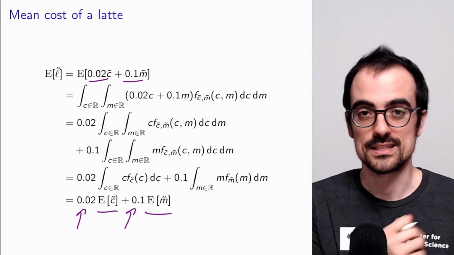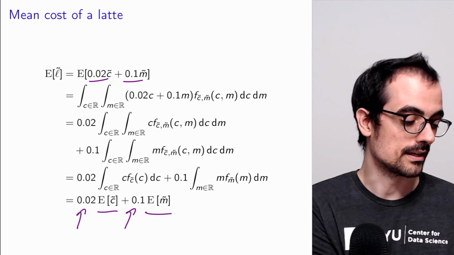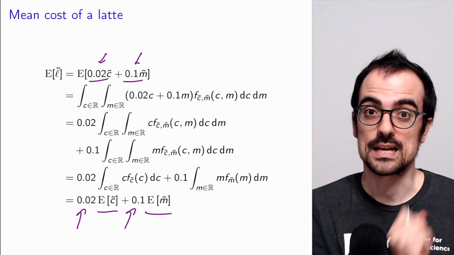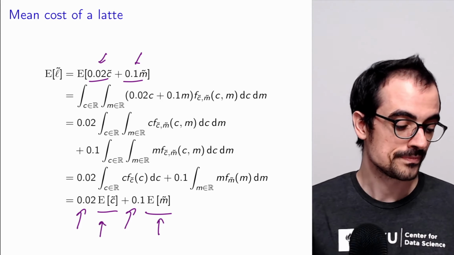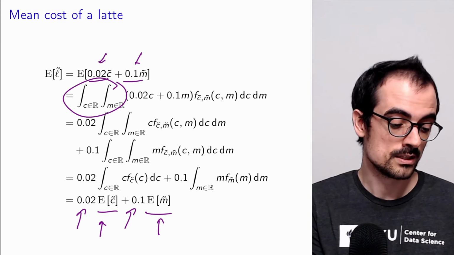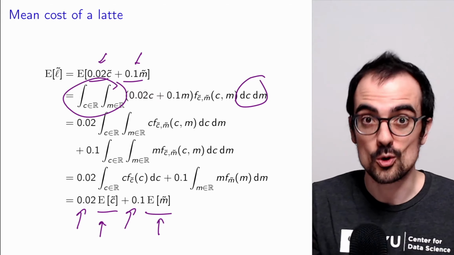We can split up the mean of the sum into the sum of the means. And when we scale each of the quantities, we can bring the scaling factor outside of the expectation operator, of the mean operator. Why does this work out? It works out because of these integrals. So because the integrals are linear, then the whole operation is linear.